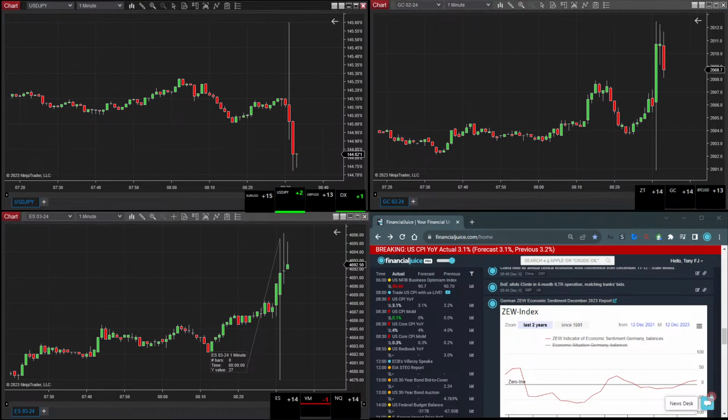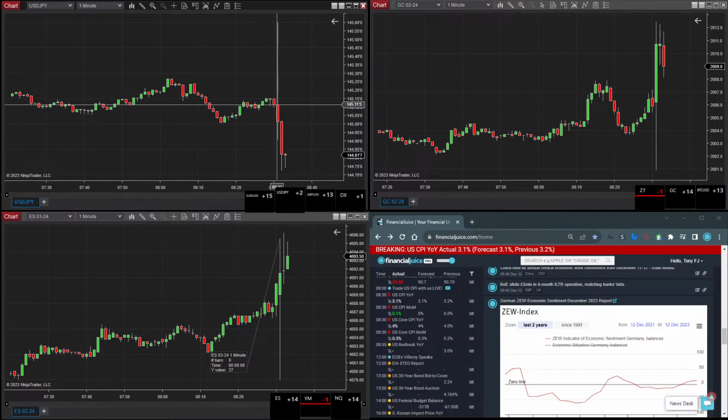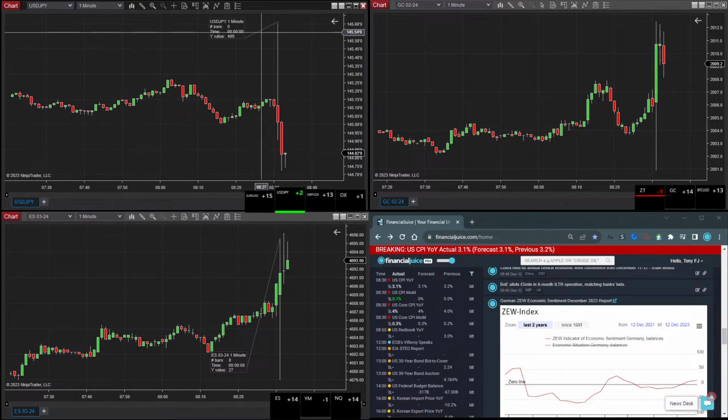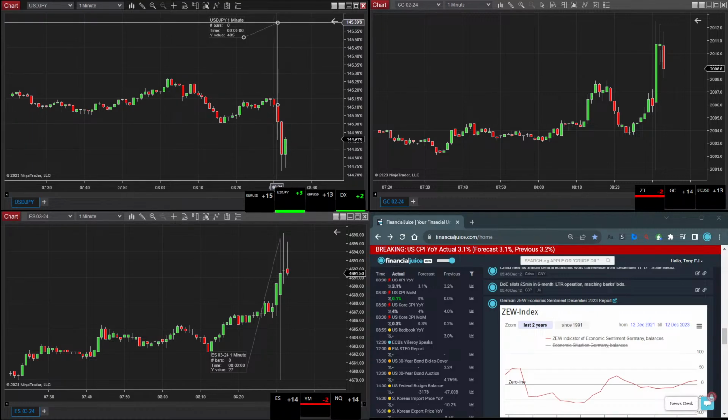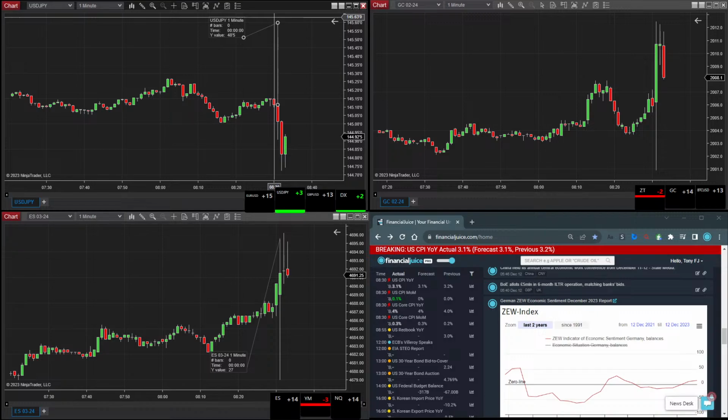Let's look at the dollar yen. We will also have a look at gold as well. So it's about 48.5 pips towards the upside initially, and then 19 pips down after that initial reaction to the data.